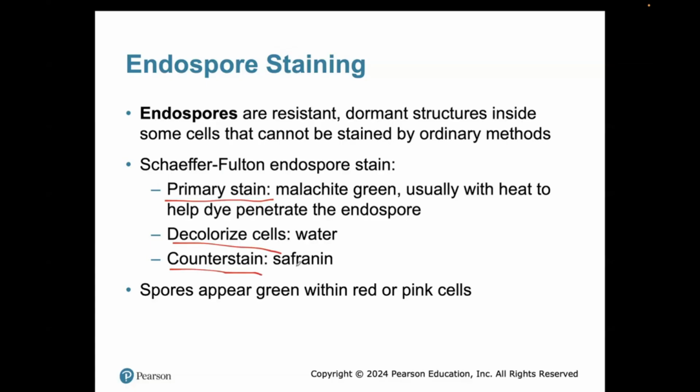So the primary stain of the endospore staining protocol is malachite green. Malachite green, as the name tells us, is going to be green. You will usually heat the specimen too, to help the dye penetrate the endospore. Heating allows the dormant structure, that endospore coat, to be breached, and the dye can actually reach the inside of it. It's really hard to breach the endospore coat.